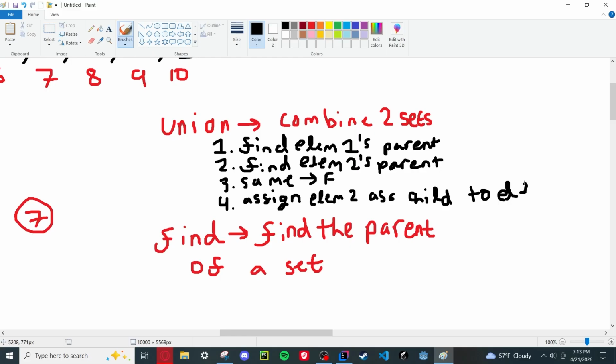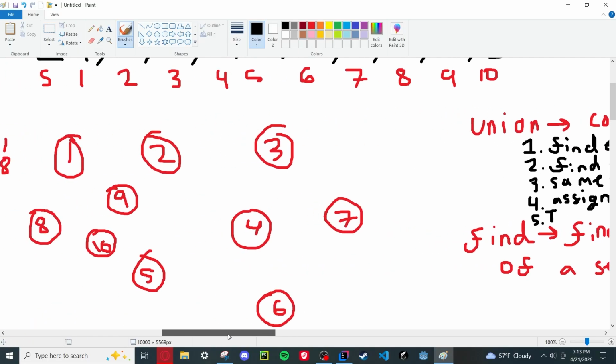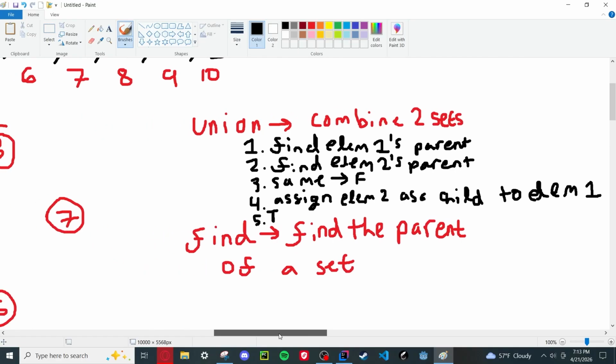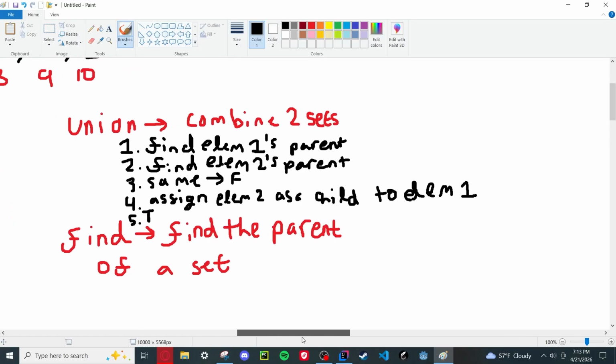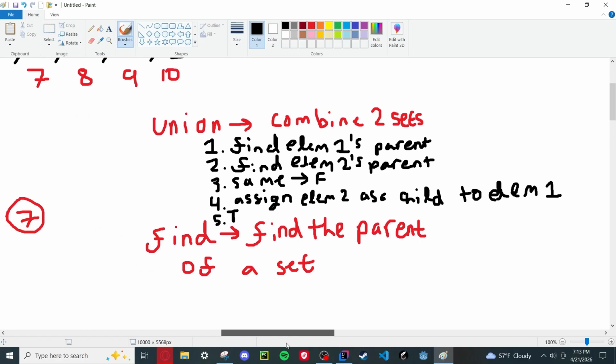So we assign it as a child to LM1, and then we can return true. So what is step 3 saying? It's saying, okay, if your parents are already the same, there's no reason to combine you guys because you're already connected. You're not all isolated, you're not in separate groups, right? And if it's not this, then we can return false because the union failed. It's already connected. You can't union twice.